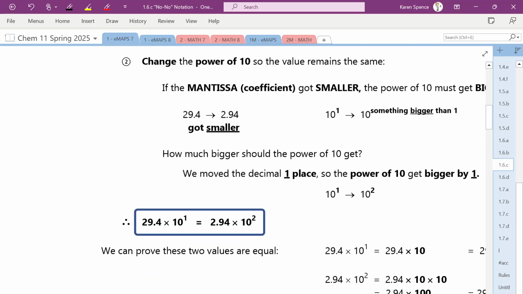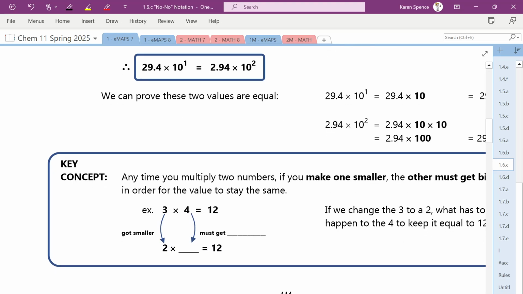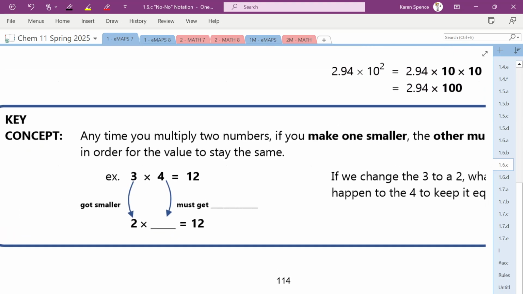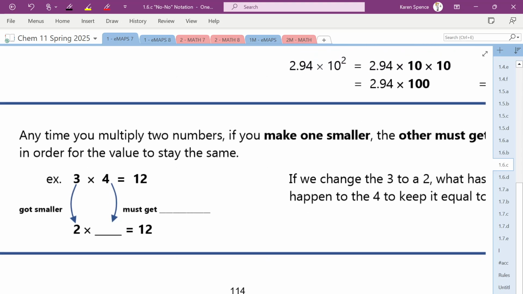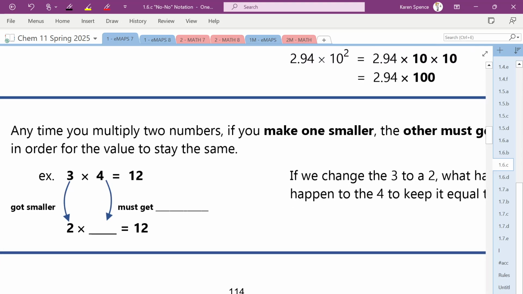So here's just an explanation of what we did. Key concept at the bottom of the page: anytime you multiply two numbers, if you make one number smaller, the other must get bigger. So we have another example here, 3 becoming 2. 3 times 4 is 12. If the 3 becomes smaller, the 4 must get bigger.